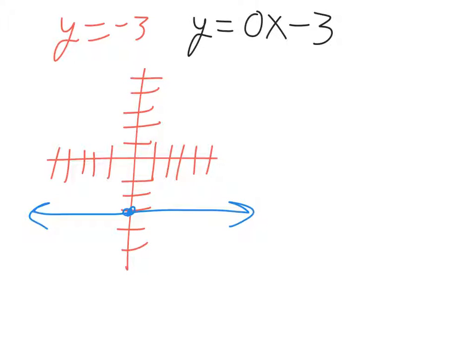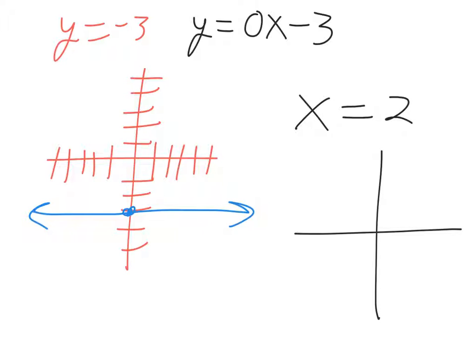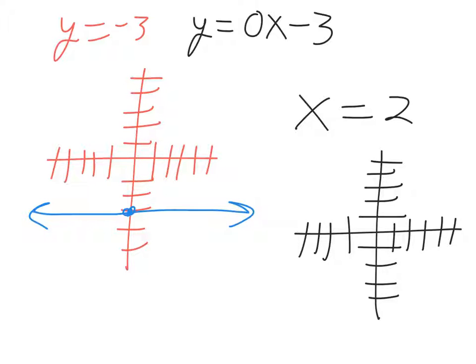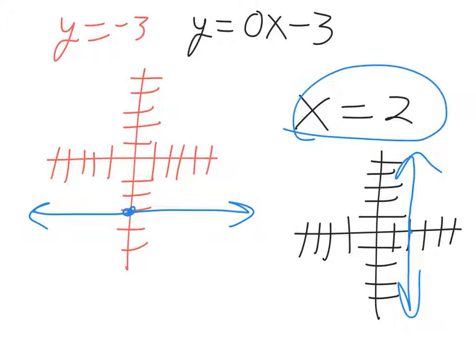We're going to do one with x equals 2. That's going to be similar to what we just did with y equals negative 3, but this one's going to be x equals 2. So you just go to 2 and then draw a line straight through. That's not very good there. That's a little bit better. So that'd be the graph of x equals 2. And we'll do one more here.